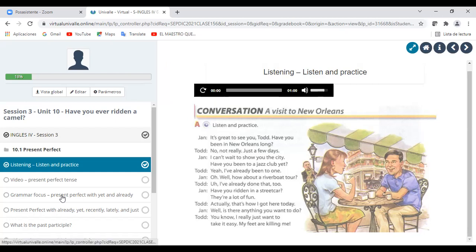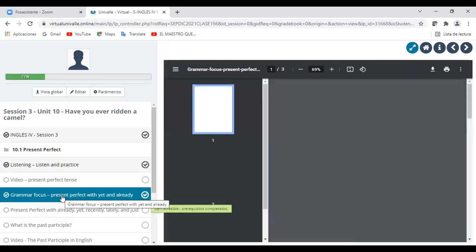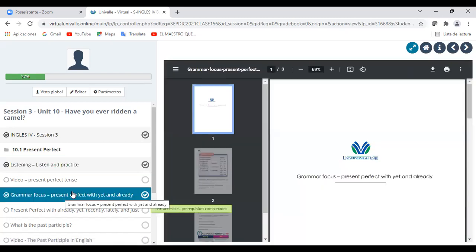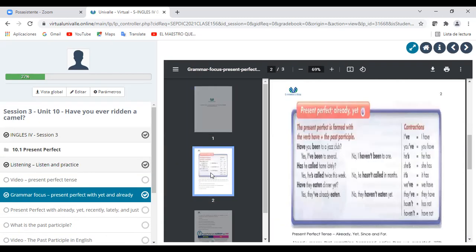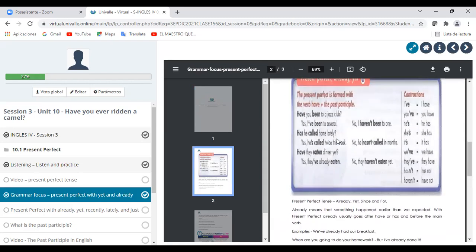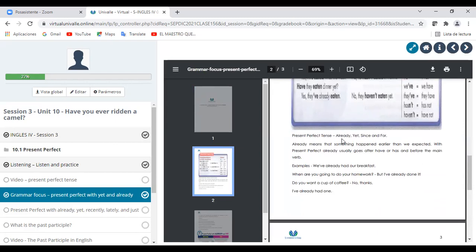Okay, now guys, we're going to be talking about present perfect with yet and already. These are two important words that we might use when expressing actions with the present perfect. The present perfect is formed with the verb have and then the past participle with the subject. Also, we have some contractions for the affirmative form, and in the present perfect tense we use already, yet, since, and for.